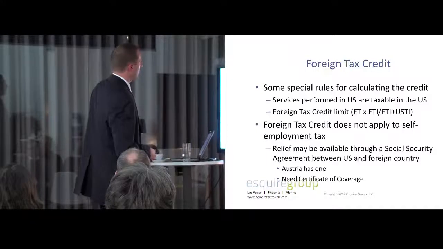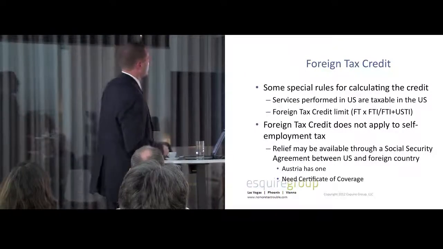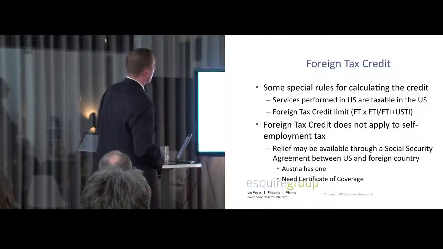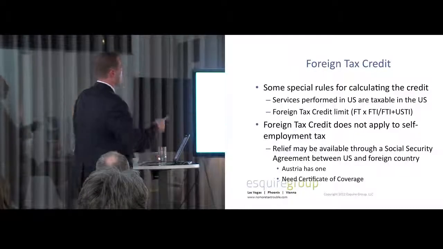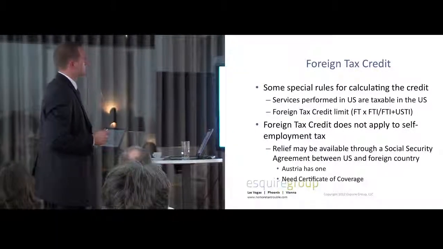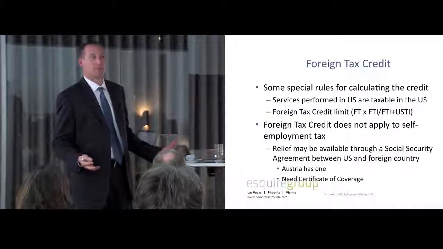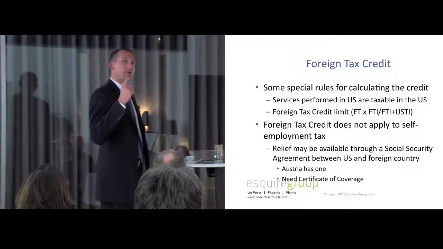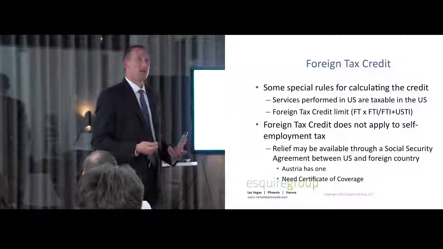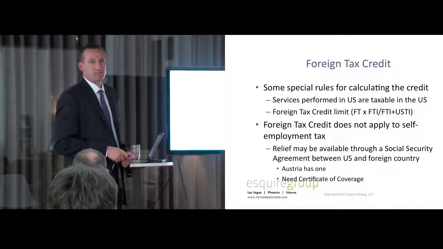The way the foreign tax credit is calculated is there's a limit to it. So you have to take the foreign tax and you multiply it by the foreign taxable income divided by the worldwide taxable income. And then whatever that fraction is, you would apply to the foreign tax that you paid, and that's your foreign tax credit limit.